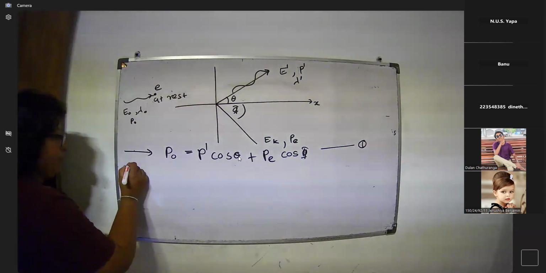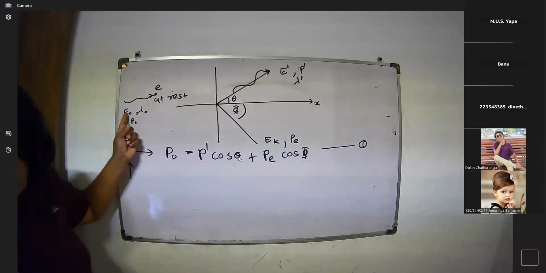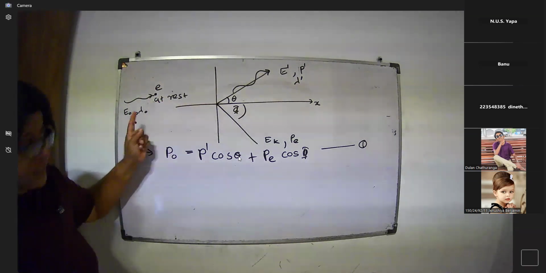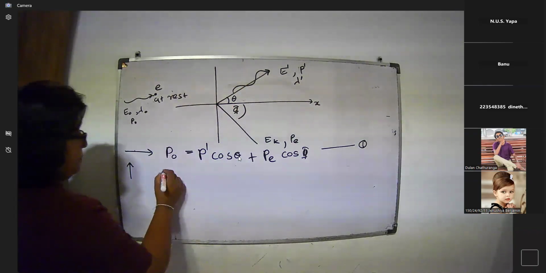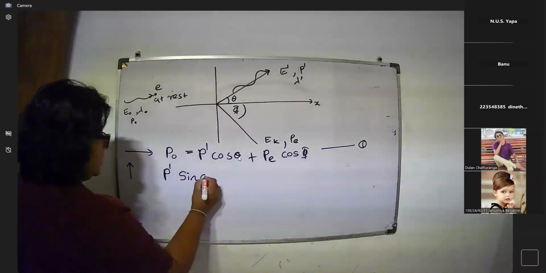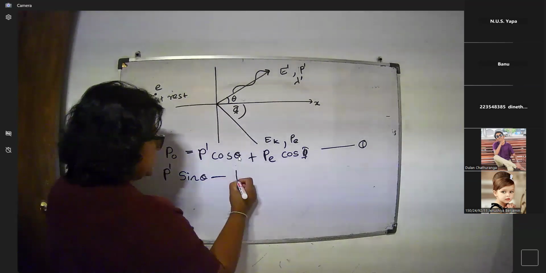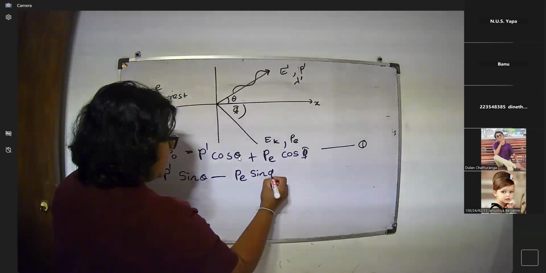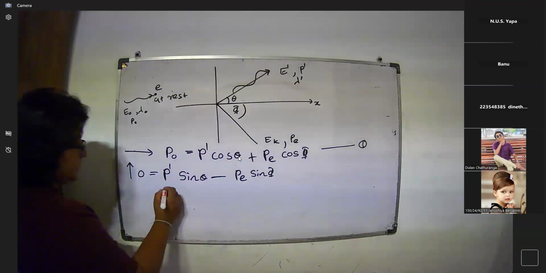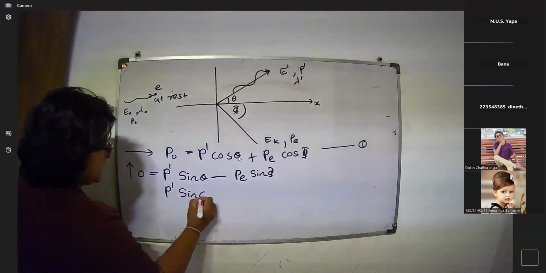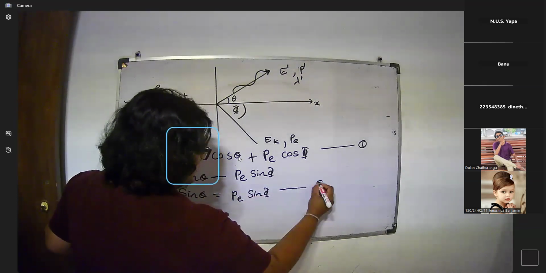And also we can write the momentum conservation law in the y direction. But there is no initial momentum in the y direction. And here the photon has momentum in the y direction, P dash sine theta, and here PE sine phi but with a minus. This is equal to the initial momentum, which is 0. So we can rearrange this equation: P dash sine theta equals PE sine phi. This is equation number 2.